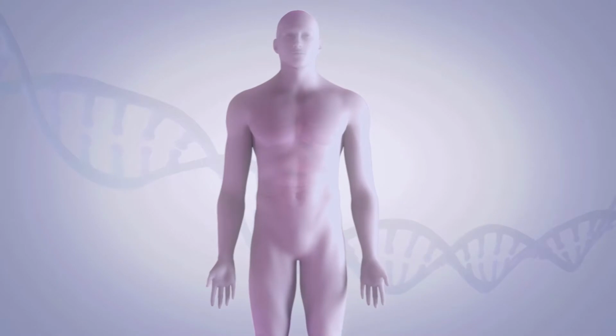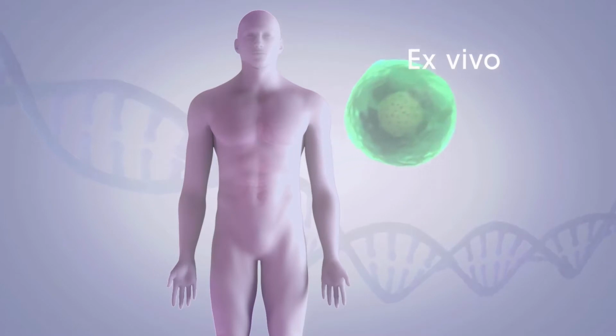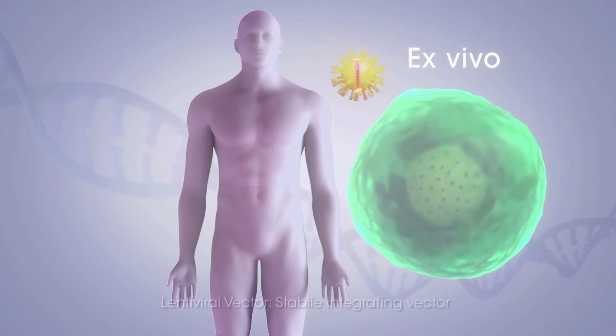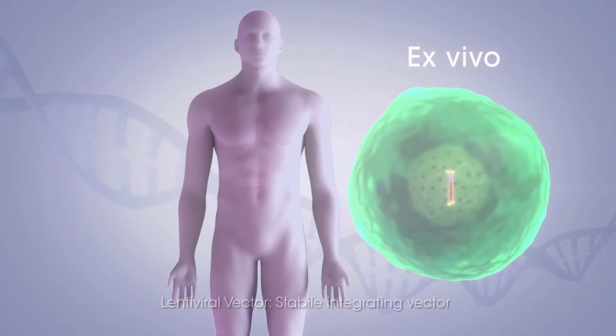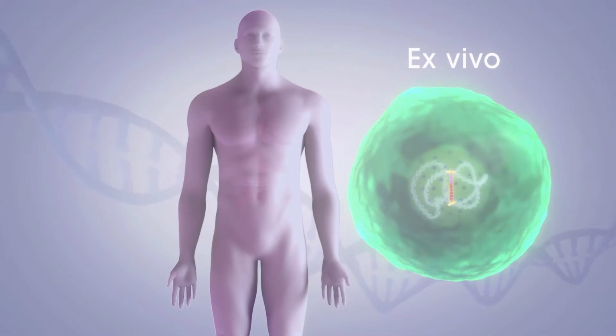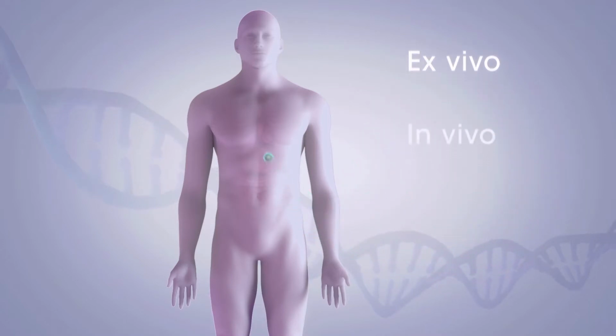There are two strategies to gene therapy: ex vivo and in vivo gene delivery. In ex vivo transduction, cells are extracted from the patient and transduced with the gene of interest. These cells are then returned to the patient in a procedure similar to that used in hematopoietic stem cell transplantation, HSCT. Integration is at one or more loci in the patient's chromosomes.